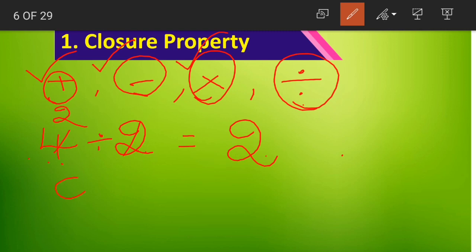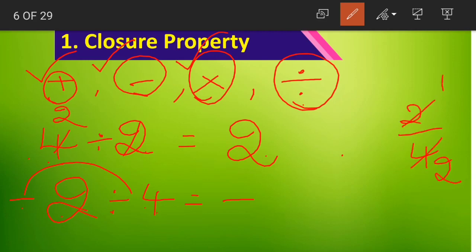But if we take minus 2 divided by 4, coming to the sign, we have different signs here. One is negative and the other is positive, so the answer will be negative. And coming to the numbers, what is 2 divided by 4? 2 ones are 2, 2 twos are 4. The answer will be minus 1 by 2.